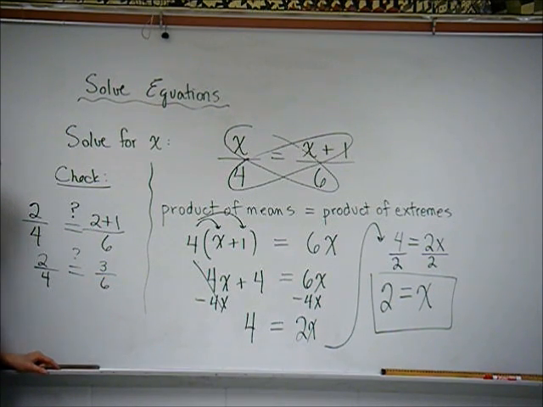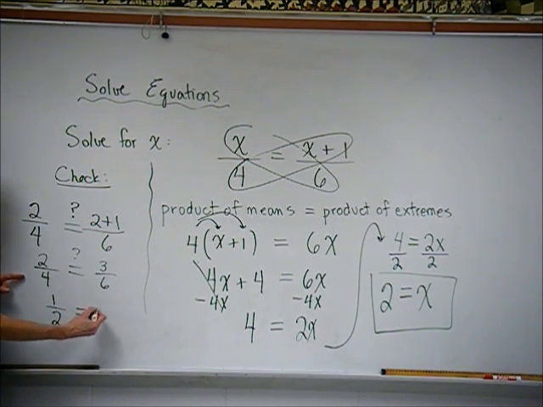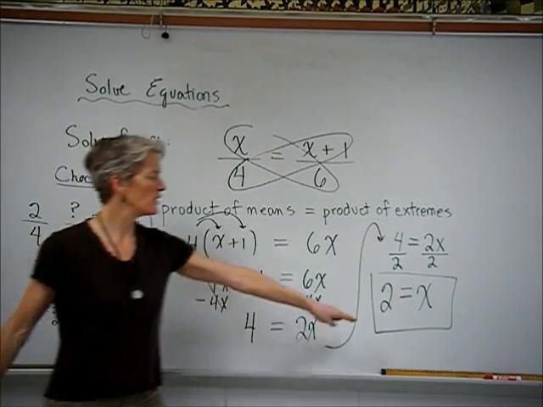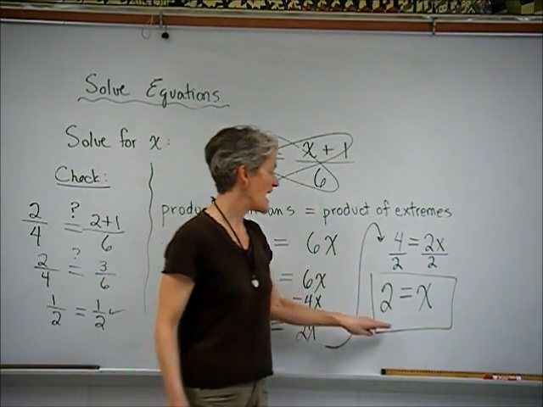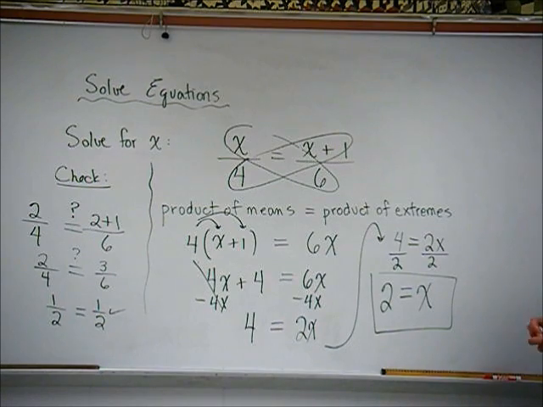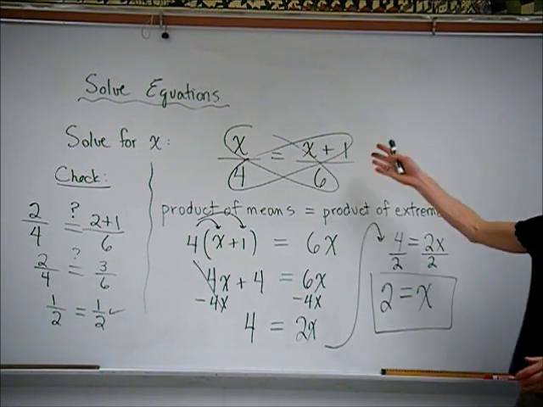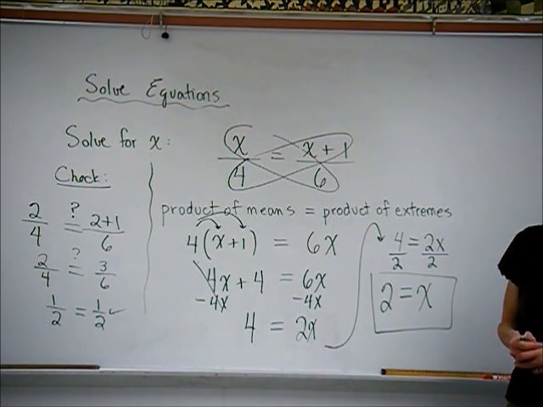Oh, sure they do. 2 over 4, isn't that the same as 1/2? 3 over 6, isn't that the same as 1/2? My check worked. Beautiful. So my solution is, in fact, x equals 2. I solved that equation. I solved that proportion. Well done.